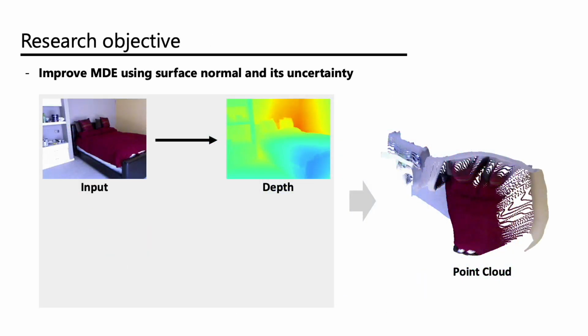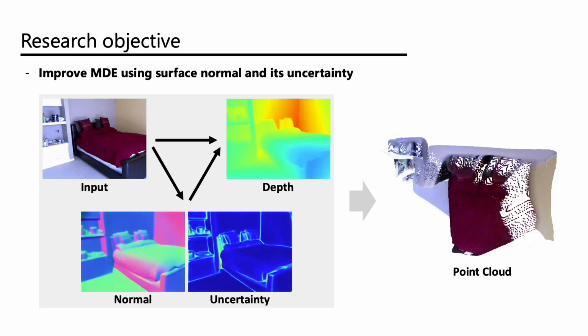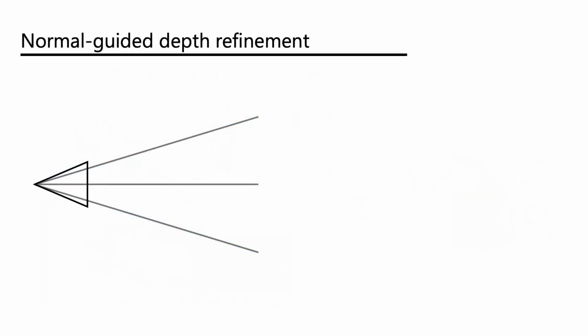While surface normal cannot give us the metric depths, it tells us how the depths should change around each pixel. The goal of this paper was to exploit such geometric constraint and improve the quality of monocular depth estimation. Our idea was to use surface normal to propagate depths between pixels. Suppose we have some initial depth prediction. For each pixel, we can define a local neighborhood.